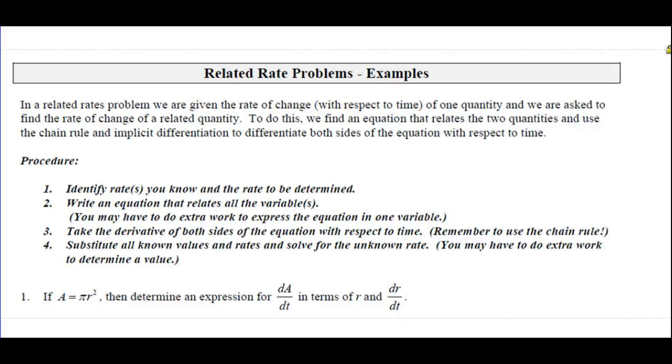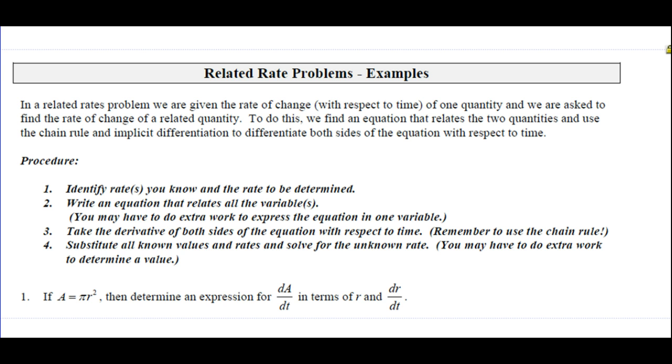Okay, related rate problems, examples. In related rate problems, we are given the rate of change with respect to time of one quantity, and we're asked to find the rate of change of a related quantity. We kind of actually did this almost the first day, where you're blowing up a balloon, and so its volume is changing and its radius is changing with respect to time, right? And that's what we're going to look at, or area and time.